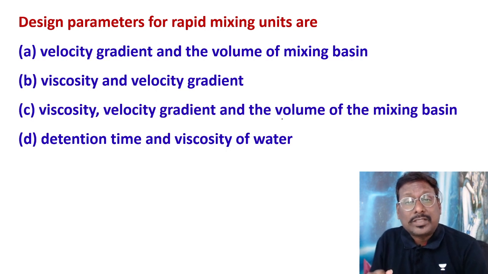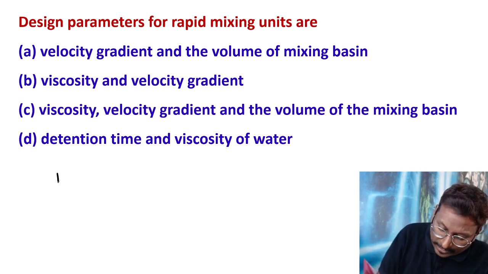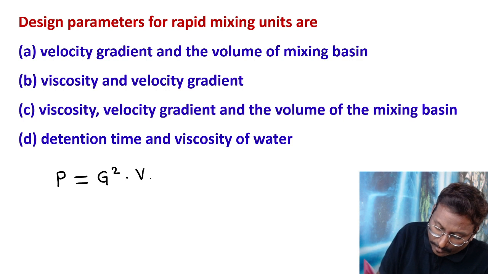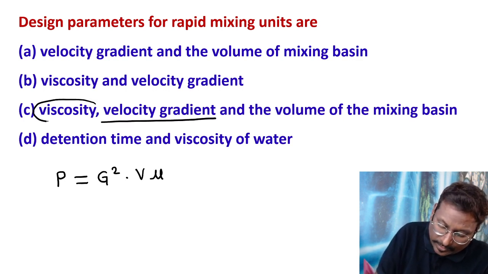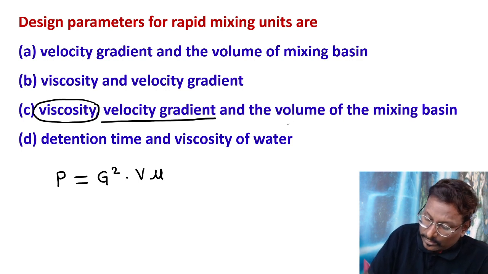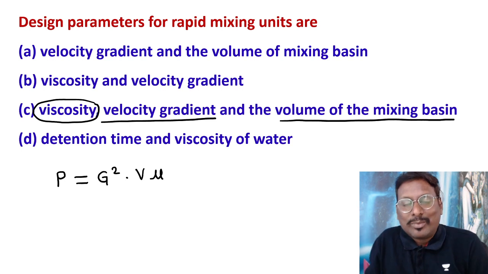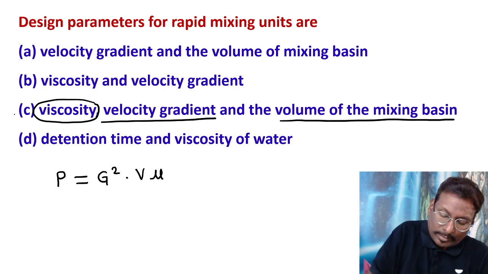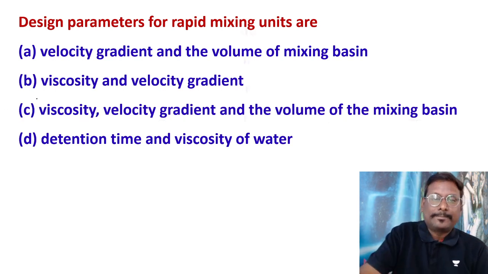Design parameters for rapid mixing units: for power we are writing, power is equal to G square into V into mu. G is velocity gradient, V is volume of basin, mu is viscosity.